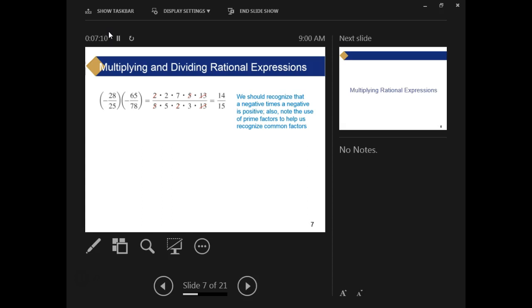Now let's look at what you got next. Well, is there another way to find it out? Yeah, I'll show you that in a minute. I'll just show you the way they did it first. The 2's go out, the 5's go out, and the 13's go out. That leaves 14 over 15.